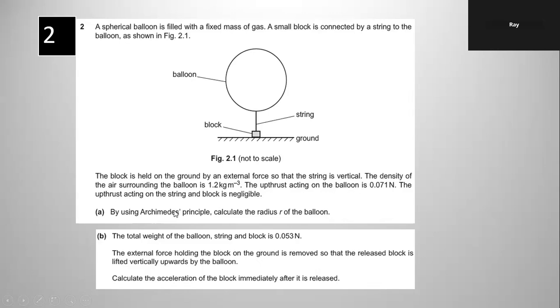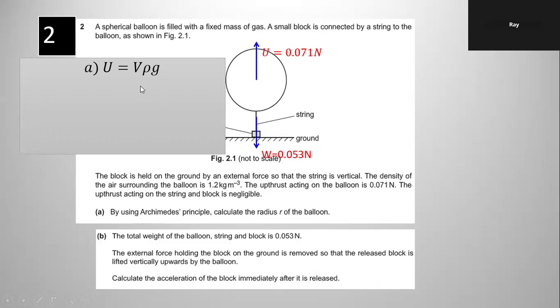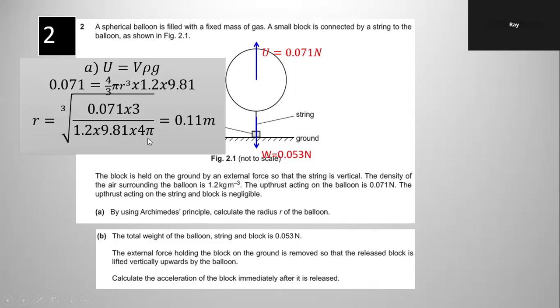Okay, what should I do? 0.14. It's good to have a picture. Draw the diagram there. What upthrust is given, weight is given. The upthrust contributed by the string and the block is negligible. So upthrust is due to the balloon. So that one you can get from your formula sheet. Memorize it. 0.11 meter. Okay.